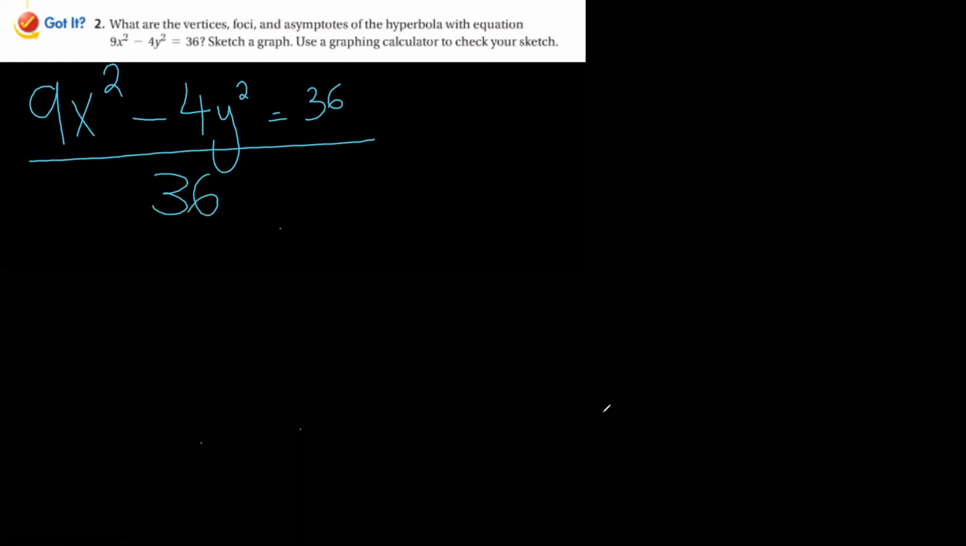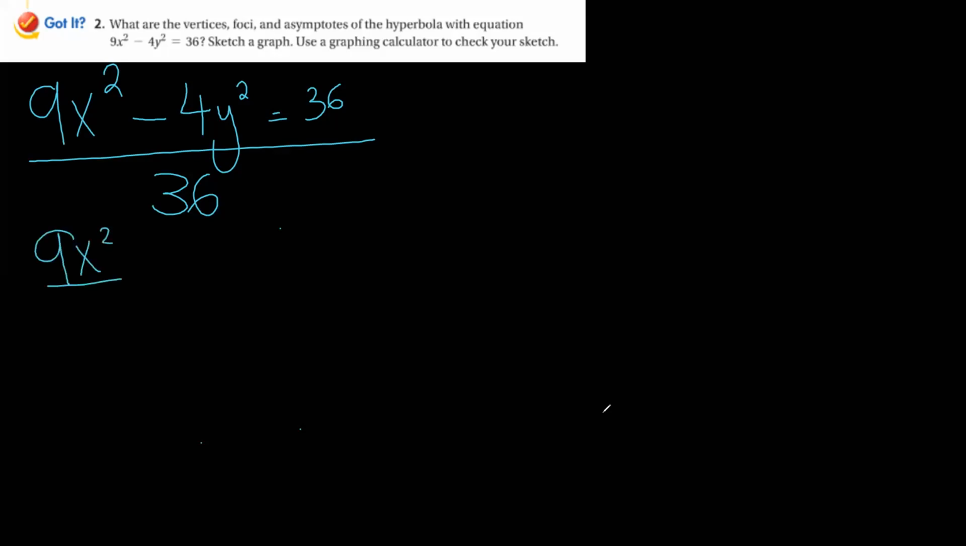Now, what are the vertices, the foci, and the asymptotes of the hyperbola with equation 9x squared minus 4y squared equals 36? Sketch the graph. The first step is to divide by 36. So let's divide all of the terms by 36: 9x squared over 36 minus 4y squared over 36 equals 1.